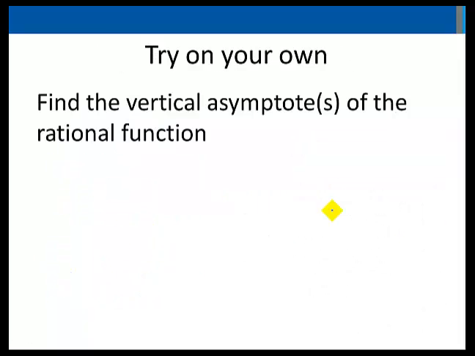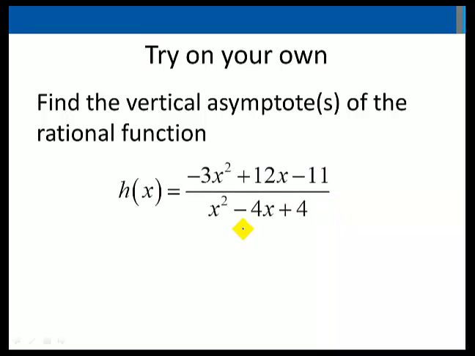Try on your own, find the vertical asymptotes of the rational function h of x equals negative 3x squared plus 12x minus 11 over x squared minus 4x plus 4.